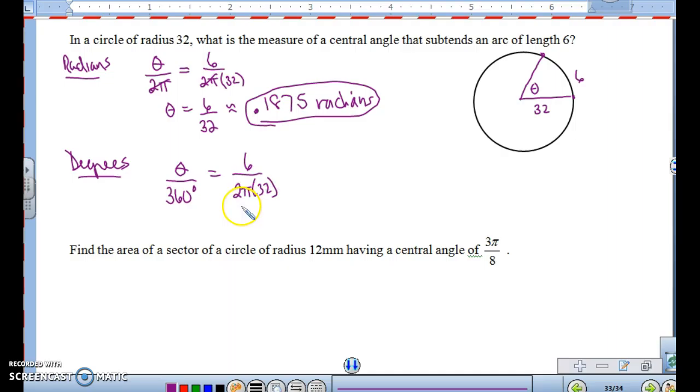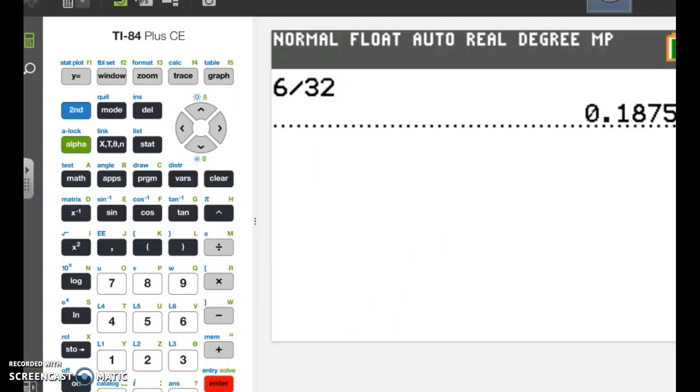Okay, so cross multiply, you end up with, this actually works out to be 64 pi times theta is equal to 360 times 6 is 2160. So to solve, we have to divide by 64 pi. Don't forget that has to be in parentheses when you put it in your calculator, or it'll give you the wrong answer. Go to your calculator.